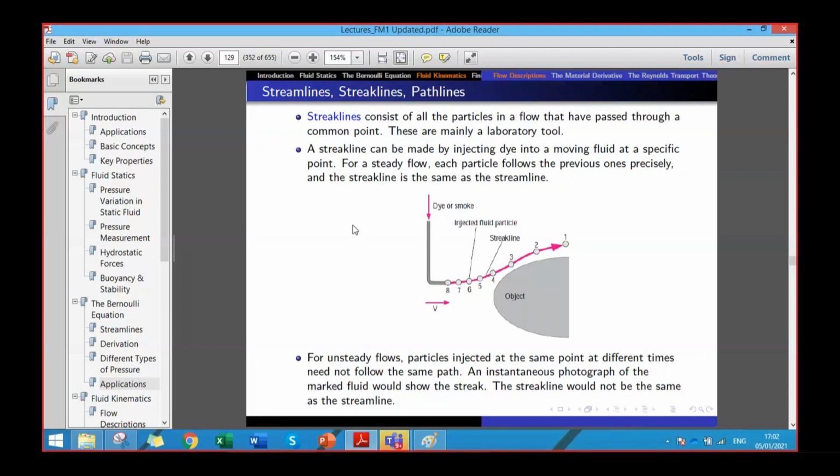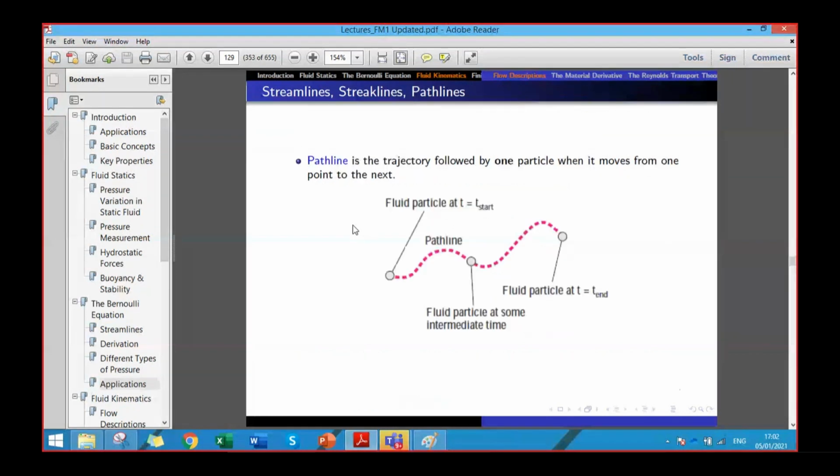And path line, the simplest thing, is the path followed by a single particle. You mark a single particle and wherever it goes, the path drawn by it will be the path line. Okay?